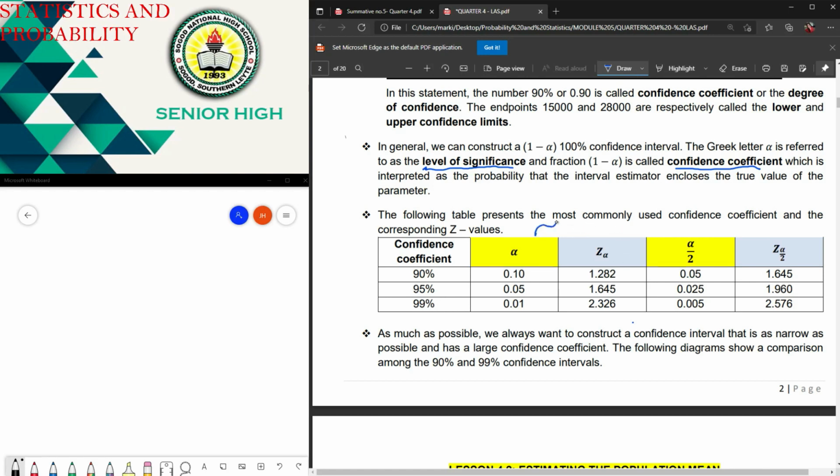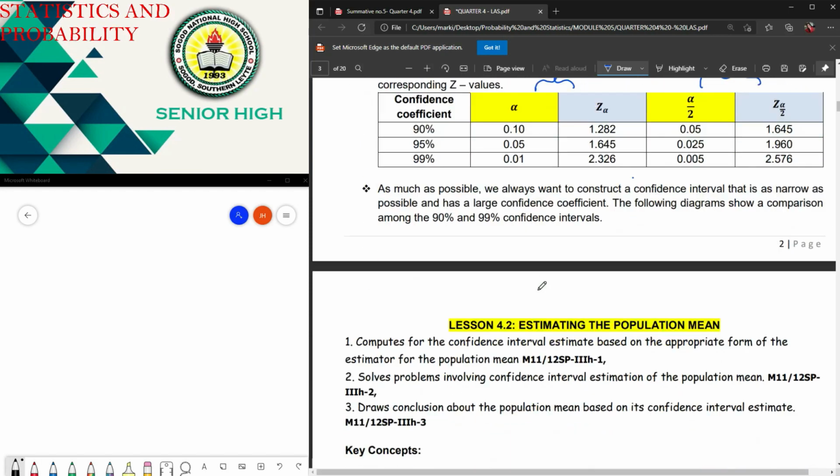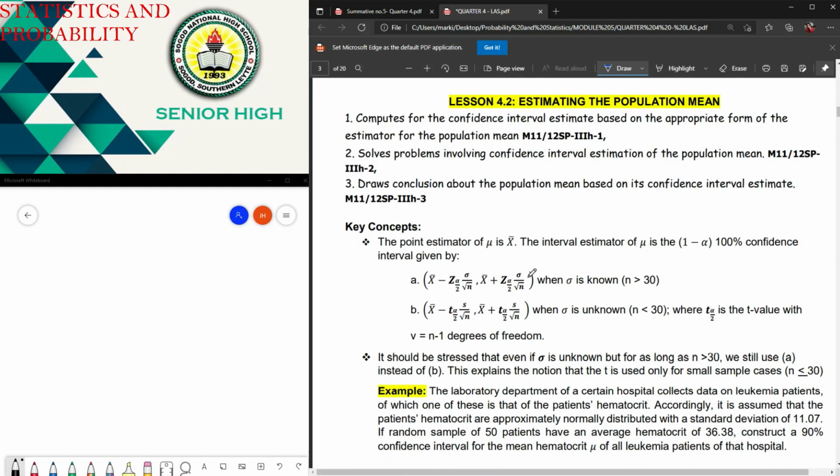Later on, you will have more videos to come. You will know this one-tailed and also the two-tailed. We are not going to focus on this first because we're going to explain this further in the next video. So let's have this estimating the population mean, page 3.